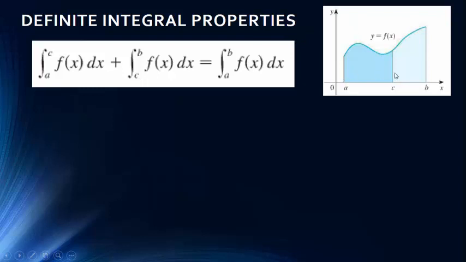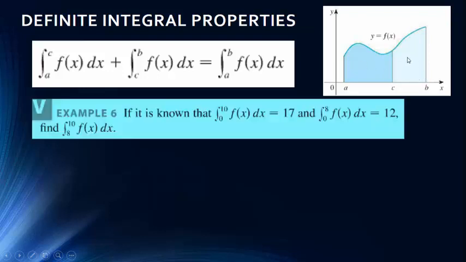The integral from a to c is going to give us this area. The integral from c to b is going to give us this area, and combined it would give us the total area. So this is just a concept problem. We know that the area from 0 to 10 is 17, and the area from 0 to 8 is 12, and it's asking you to find the area from 8 to 10. From 0 to 10 it's 17, from 0 to 8 it's 12, so this other area would have to be what? 12 plus what gives me 17?